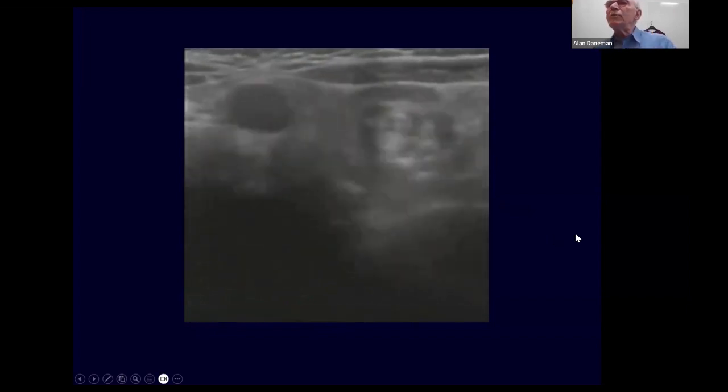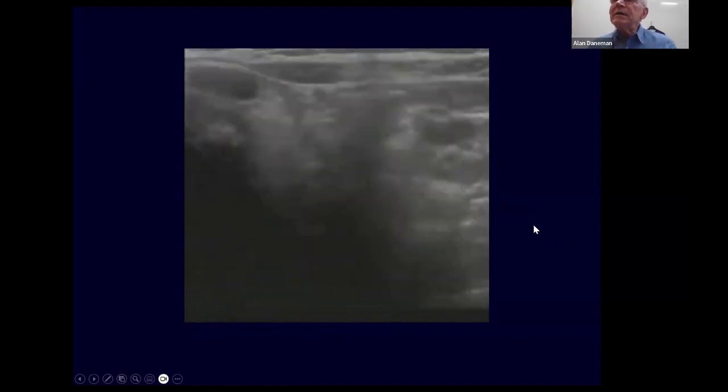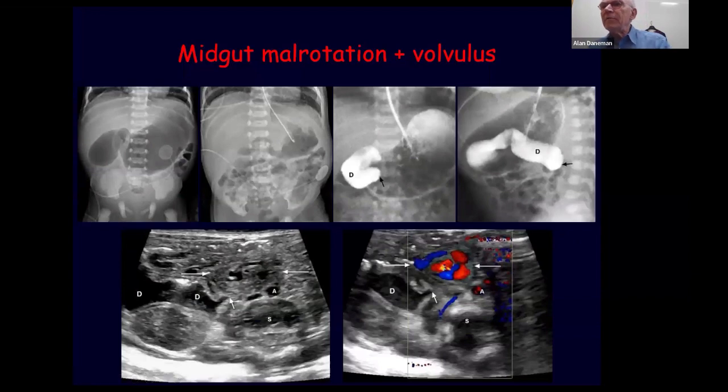So if you don't see the volvulus in the midline, immediately deep to the abdominal wall, one has to look to the right and left to see if there's any abnormality there.